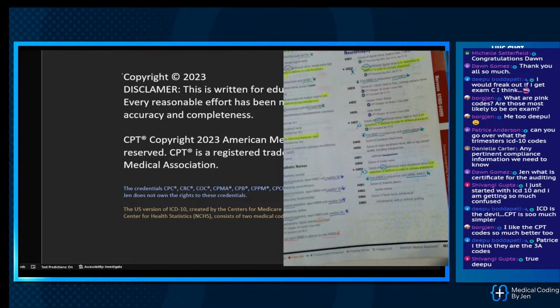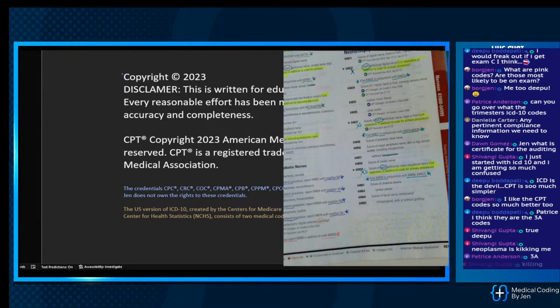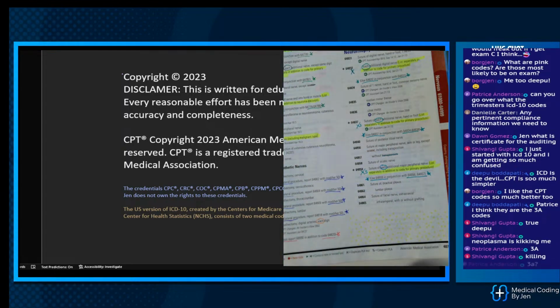Not a bad page. Can you go over trimesters? Trimesters in ICD-10. I write the list of the weeks of the trimesters on the first page of the OB diagnosis code area. That way I don't have to remember it and I can just write it right there on the very first O page and have it there to reference anytime I have an OB patient and I need to know what's going on there.